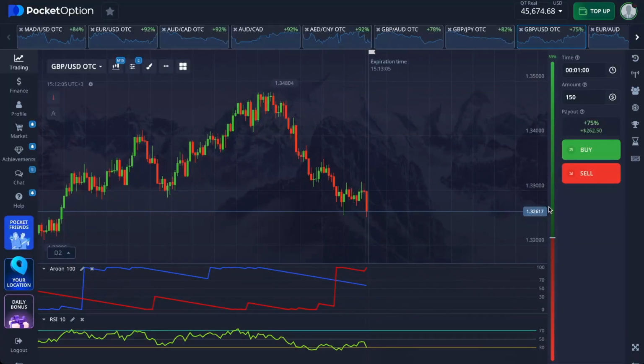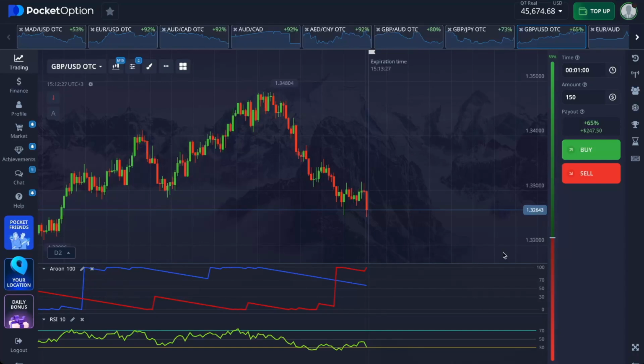Friends, let's get started with trading. On our screen, we have the currency pair British pound to dollar. This is an over-the-counter market. Let's take a look at this trading setup. We can see that the Aroon up line goes well above 70, even close to 100. The RSI is showing us oversold conditions. We can also clearly see a level with the naked eye.